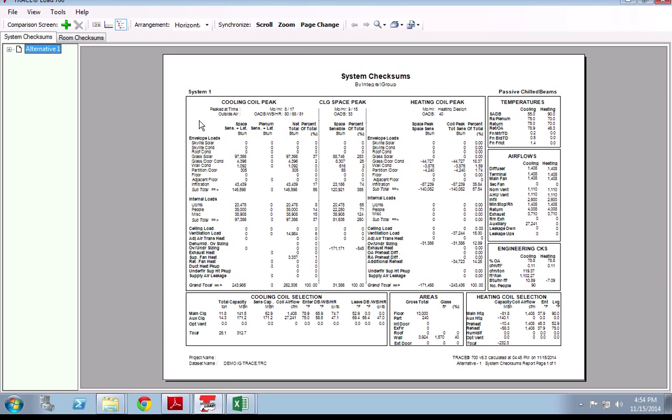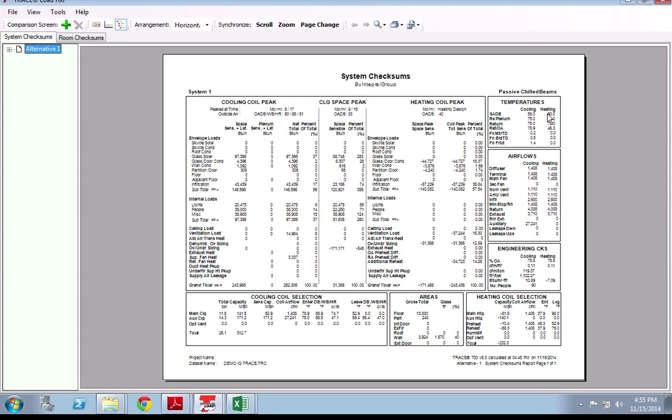We're going to start off, so there are a lot of different reports. There's this breakdown report of the cooling coil peak, cooling space peak, and the heating coil peak. Each one of those is a different time of the year when the building was under a certain peak condition, and it's shown here, the different breakdowns of the components. We're going to dive into this.